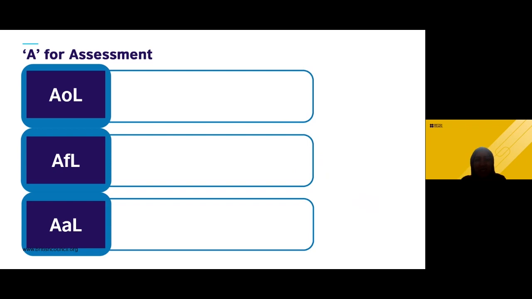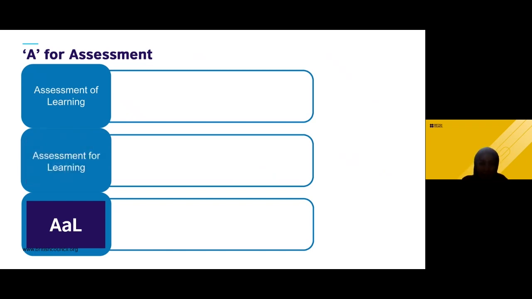So assessment of learning, summative, assessment for learning, formative, assessment of learning, assessment objective learning, assessment for learning, assessment of learning. So all right, let me unveil this. AOL is assessment of learning, good. AFL is assessment for learning. AAL, and I think this is not known to many, is assessment as learning.